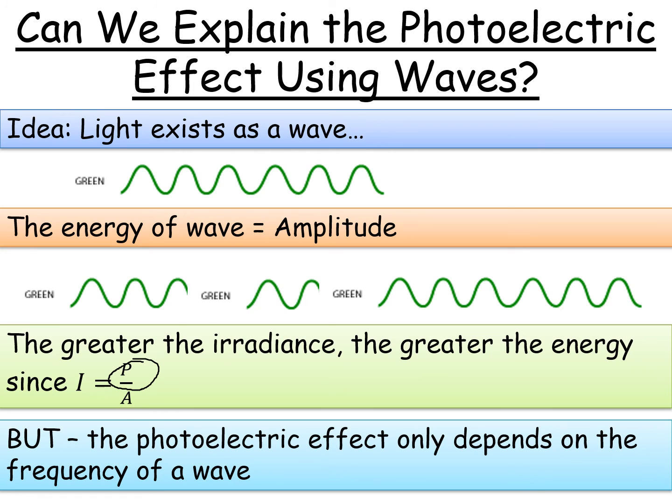So, as always, if the data doesn't agree with the theory, you've got to assume either the theory is wrong or your data is wrong. Now, because people have done this experiment quite a lot, we know that the data is correct. So that must lead us to conclude that light can't exist as a wave, it exists as a particle.